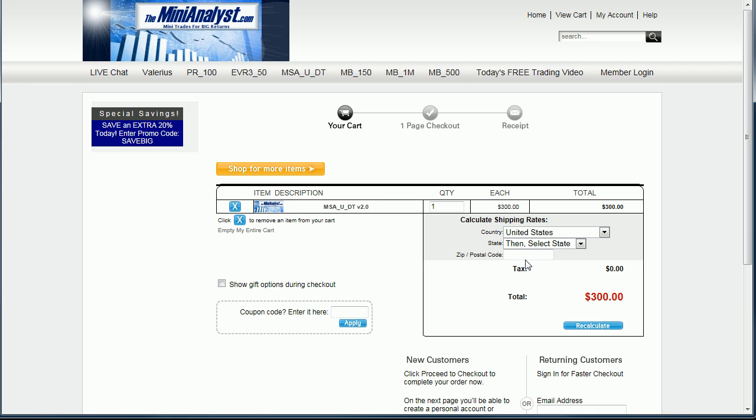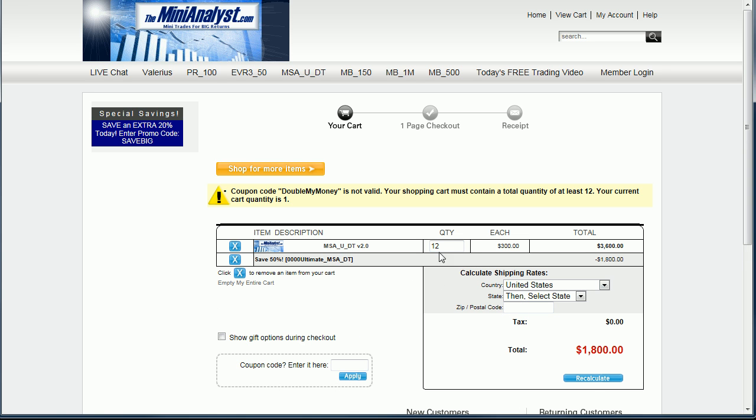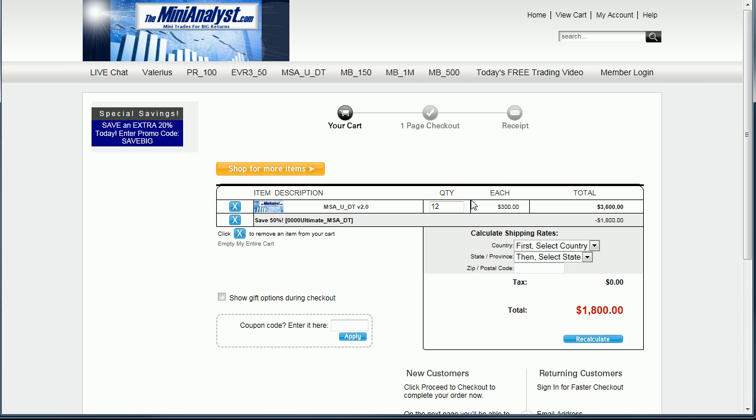Now, MSA UDT, that's $300 a month, or you can purchase 12 months. We've already entered our promo code, double my money, is what I want. So I'm going to apply that. And I thought I had 12. Oh, there we go. So we'll recalculate that. So $3,600 for the year, $300 a month, just $1,800 is all you're going to pay for the entire year of following MSA UDT.